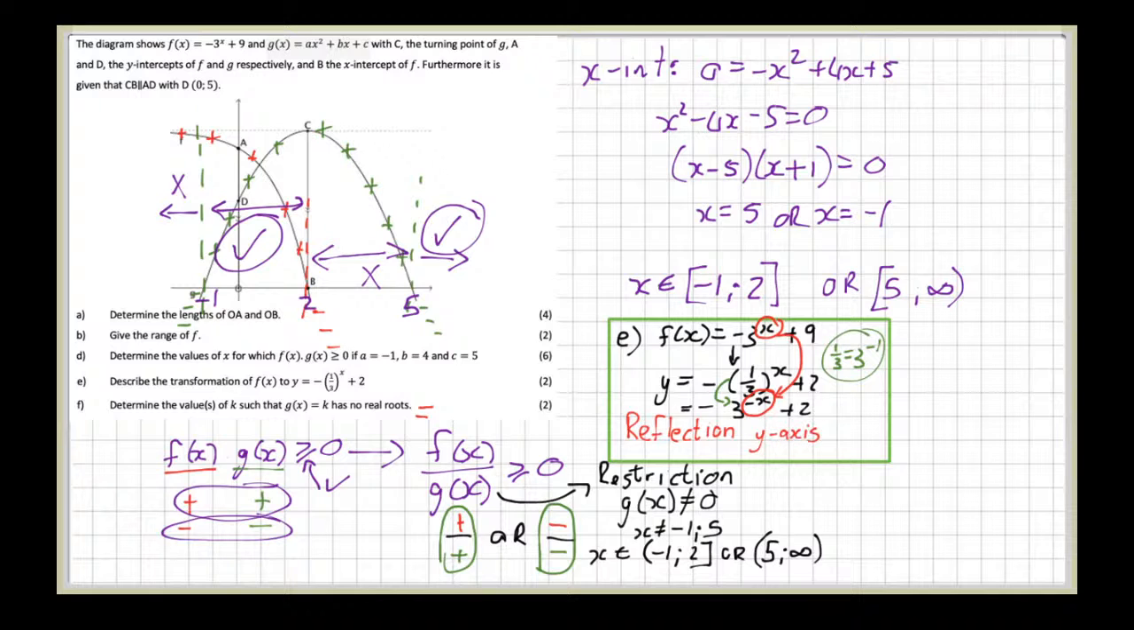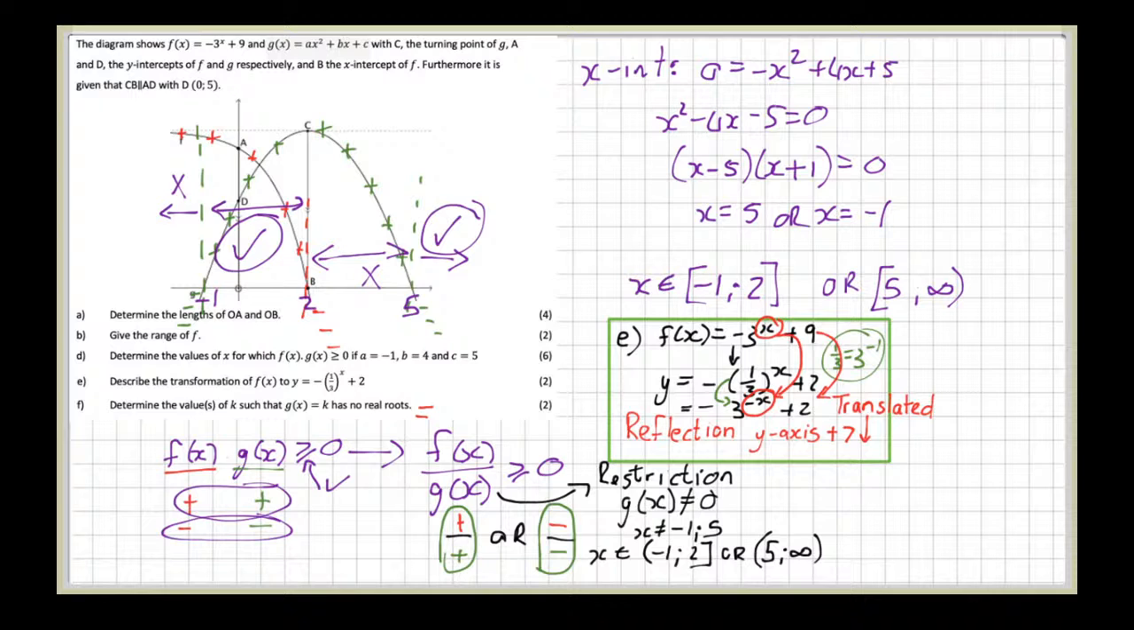That is the first thing that happened. Now, secondly, how did I get the 9 to go to 2? Well, I just subtracted 7. So plus 7 units down. I'm just going to write this. I translated 7 units down. That's all that I did.